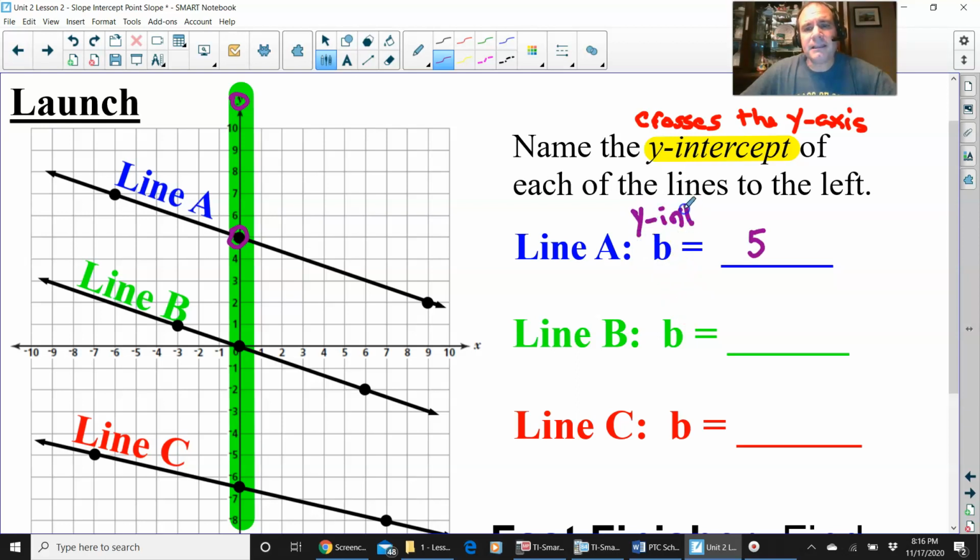And by the way, the B is the y-intercept. Like M is slope, B is the y-intercept. Line B crosses right here. What number is that? If you said 0, you are correct. And then C crosses right about there. It's in between -6 and -7. What number is in between -6 and -7? If you said -6.5, you are correct.